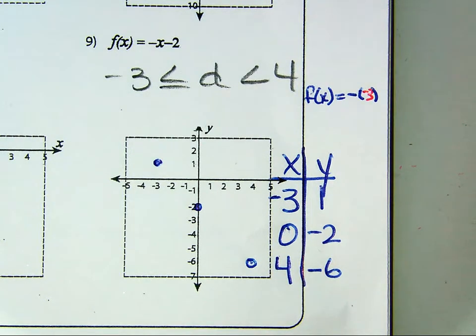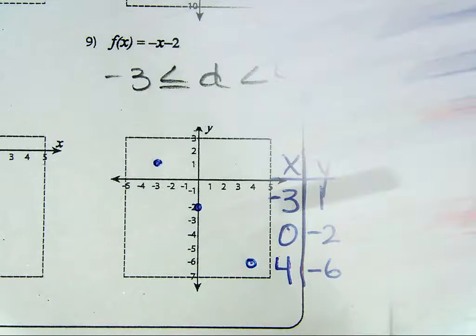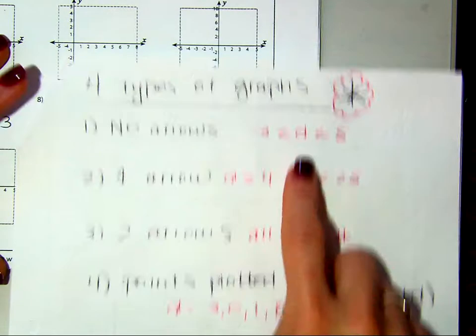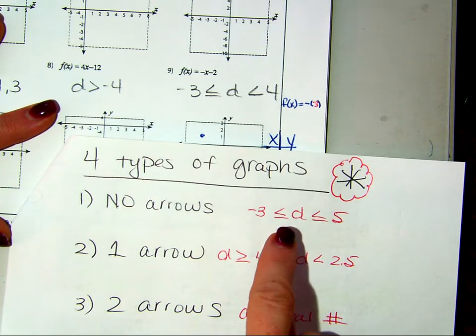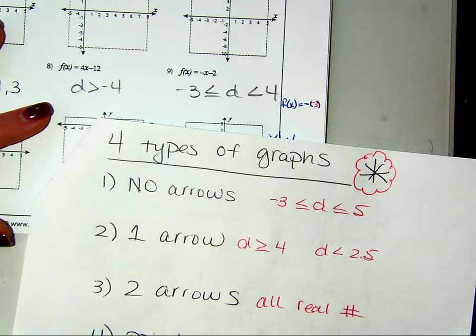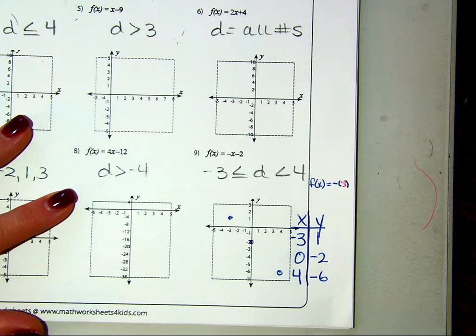So now, the hardest part and the most important part. What do I do with those points? I'm going to check my domain. Did my domain that I was given kind of look like that? So it means not only can it be -3 and 4, it can be everything in between too. So what should I do with those 3 points? Connect them. Will I put arrows though?